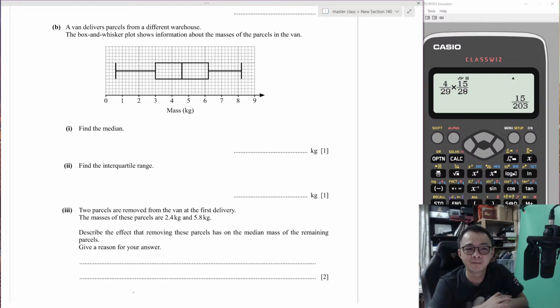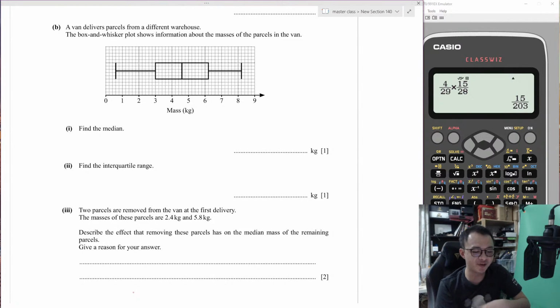Alright, so can I change it to the decimal? For probability, I prefer you leave it in a fraction. Alright, so if you don't have any more problem, then we have a look here.